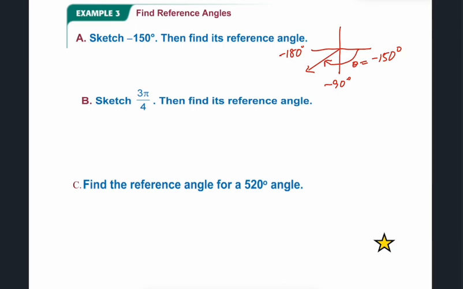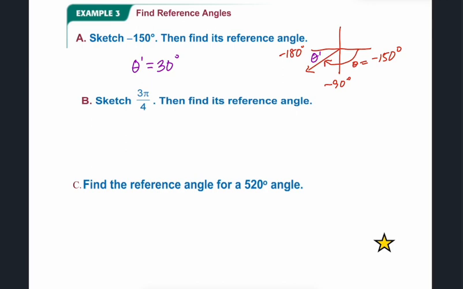Now remember, our reference angle is how far away are we from hitting the x-axis. So our theta prime goes right there. So if we went down 150, how far are we from hitting that 180 spot? 30 more. So our reference angle will always be a positive number between 0 and 180. In this case, it would be 30. So theta prime is 30 degrees away from hitting the x-axis.